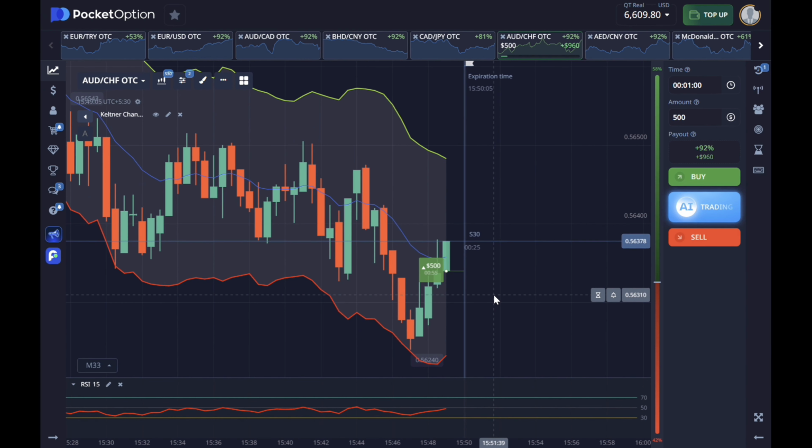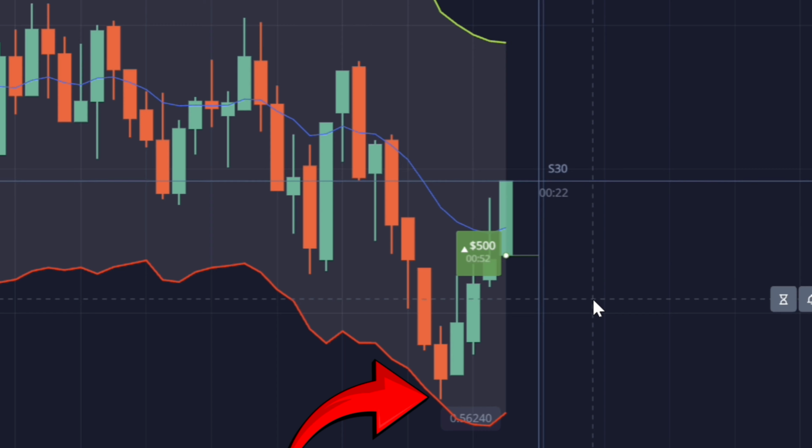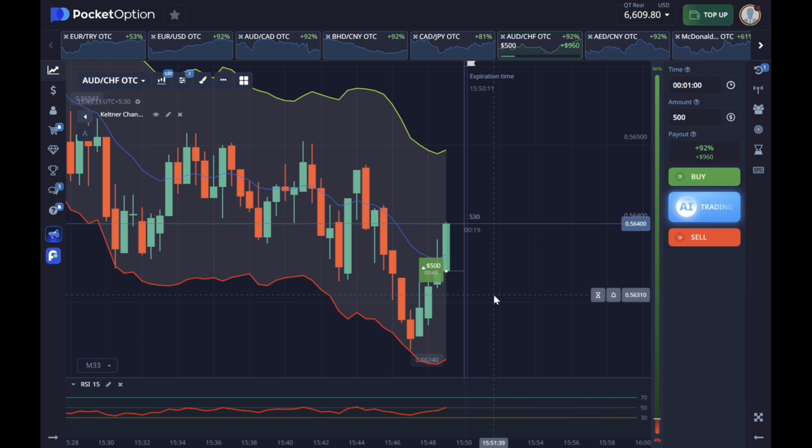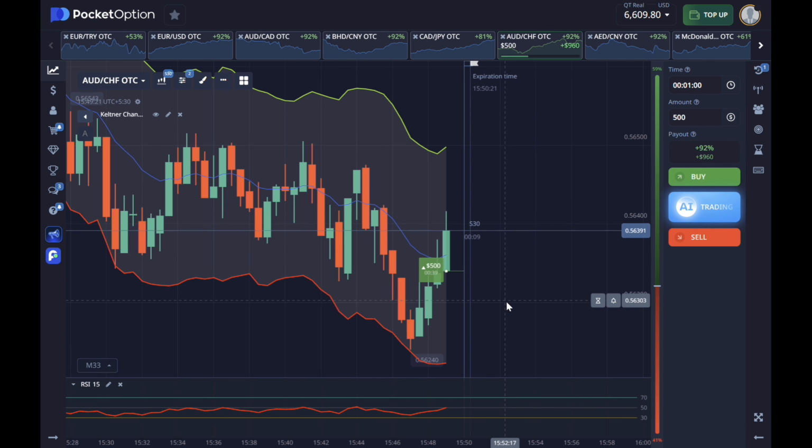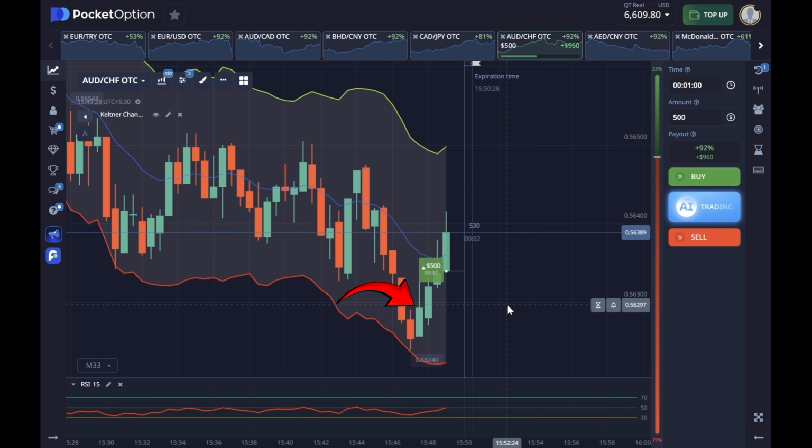First of all, you can see that the price touched the lower band of the Keltner Channel. Whenever the price touches the lower band, it is generally considered an oversold zone, and the chances of a reversal increase from there. The second reason is that a strong green candle was formed here, which closed above the previous red candle. This clearly gives a bullish reversal signal.